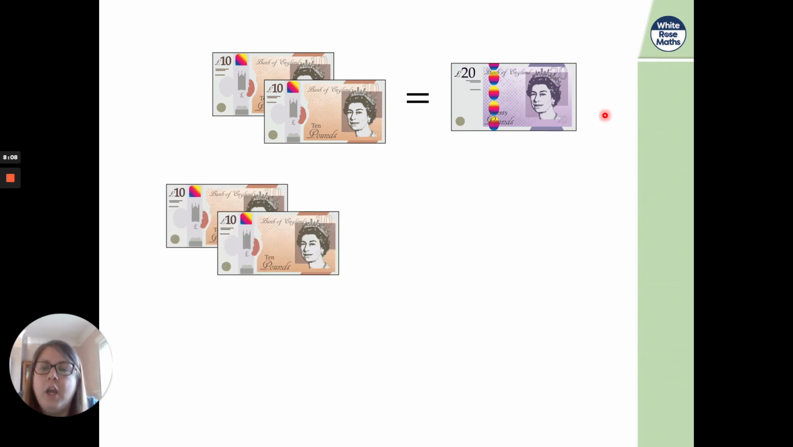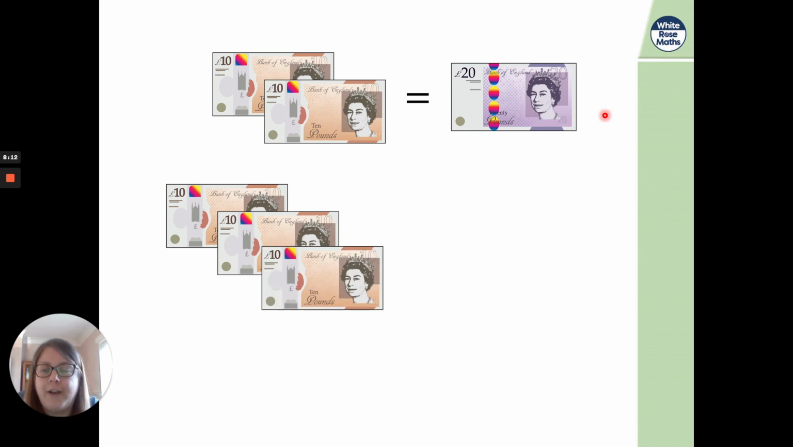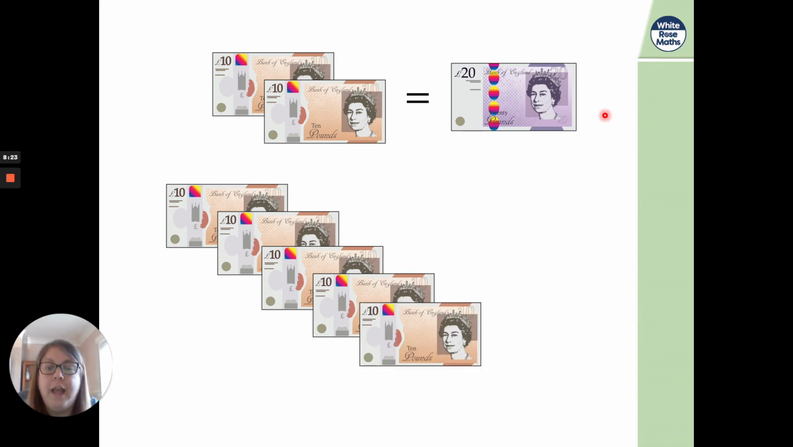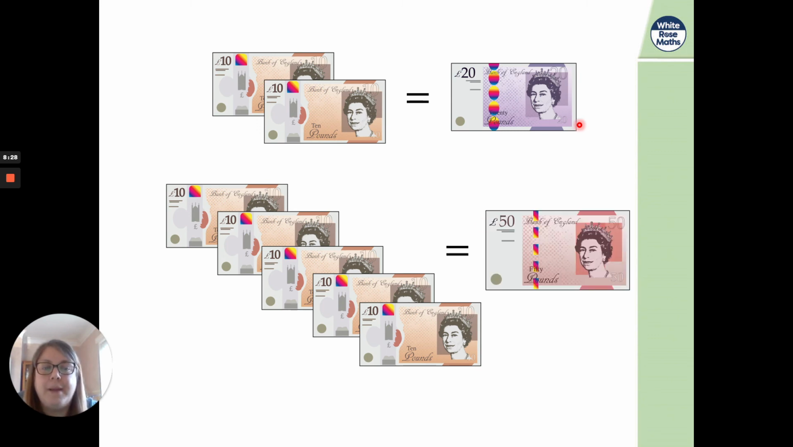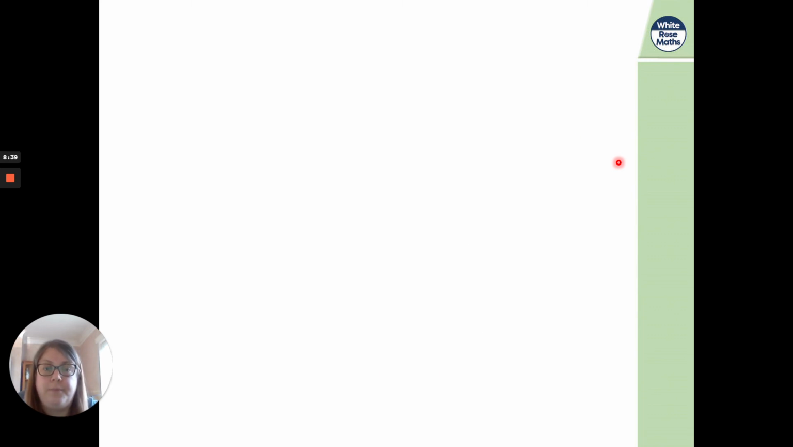Are we ready? This time I've got 2 £10 notes. Then I've added another one, so that makes 3. So how much have I got there? 3 tens is 30. Well done. Then I've added another 10. How many have I got now? 40. And another one makes 50. And that is the same as a £50 note. So we do have a £50 note as well. So in notes, we've got a £5, a £10, a £20 and a £50 note.